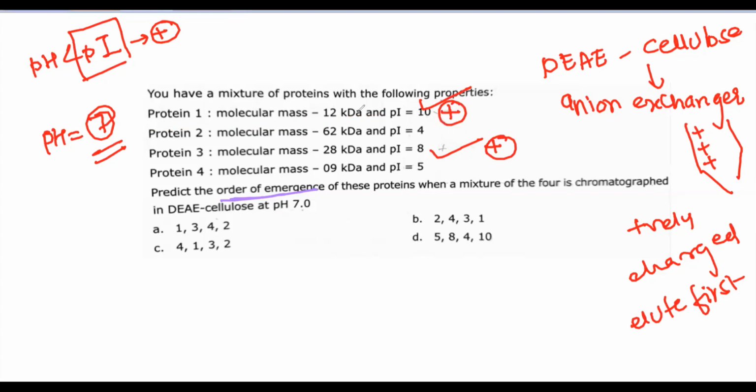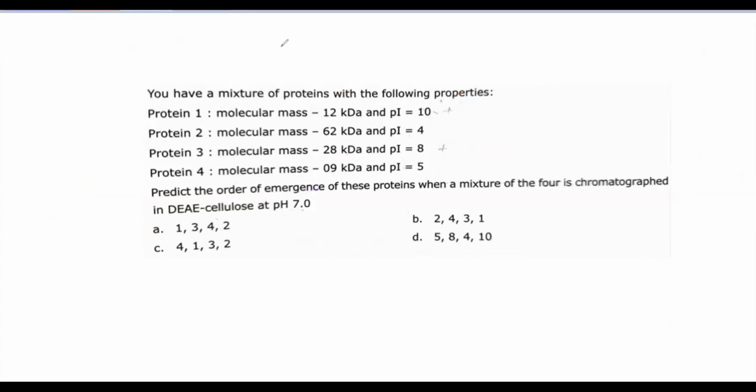Now, among these two, which is going to elute out first? So, for that, let us see the size. Now, smaller the size, faster will be the elution. So, smaller size, 12 kilodalton. That means protein 1 is going to be eluted out first, followed by protein 3, and then you will have 4 and 5. Correct? So, option A is the right answer. Let us move on to a next question.